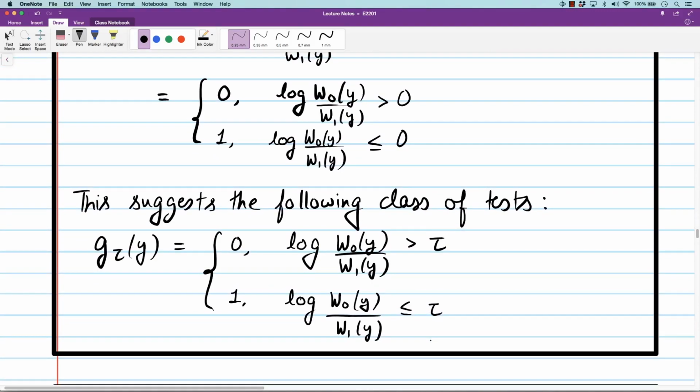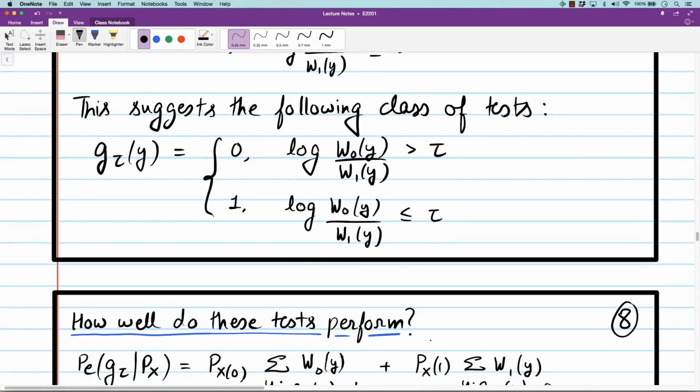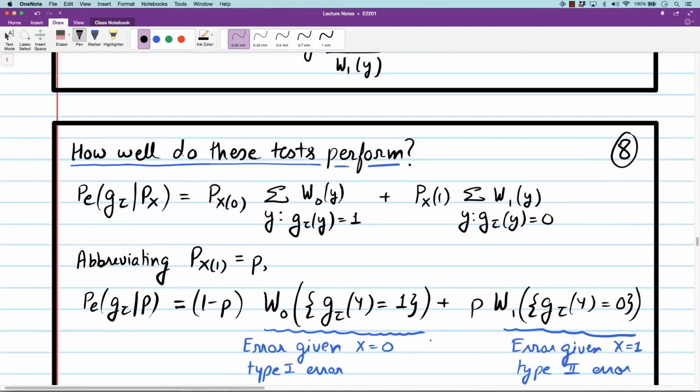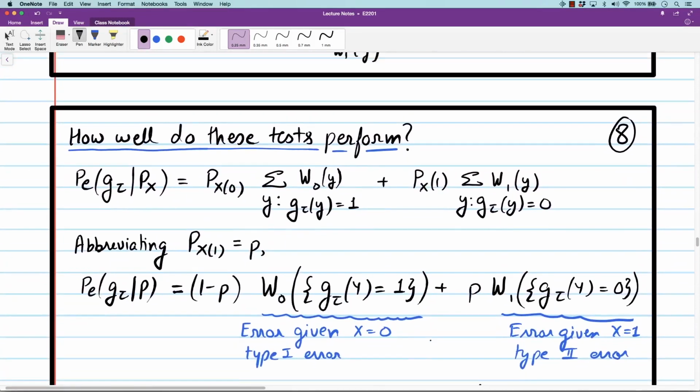Now, how did this test come about, or is there any theoretical guarantee for this test? That's what we will show now. In fact, this class of tests for different thresholds are optimal for what is called the Neyman-Pearson formulation. Let me describe the formulation. Before we do that, let's see how well this test performs. So we will denote this test by G tau, where tau is the threshold.